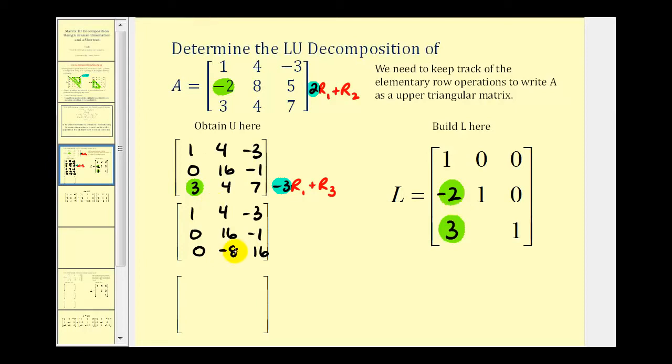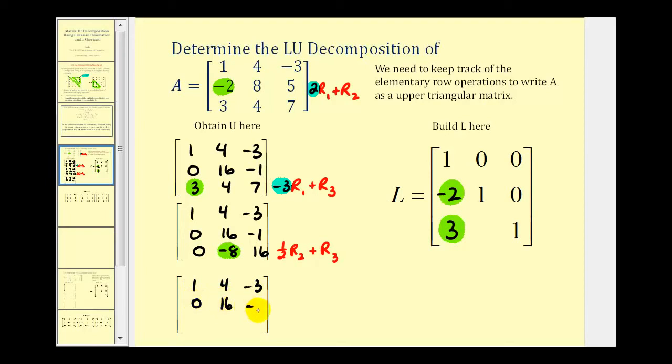Now let's obtain a 0 in this position here, which is row 3, column 2. We need to add a multiple of row 2 to row 3 to obtain a 0. Well, half of 16 would be positive 8, so let's replace row 3 with 1/2 times row 2 plus row 3. Again, our multiplier is a multiple of another row that we have to add to the given row to obtain our 0. So here the first two rows stay the same.